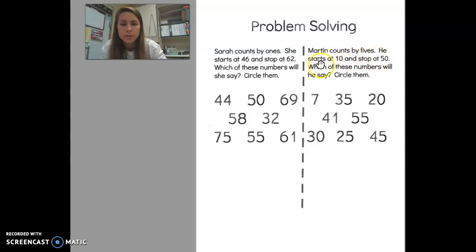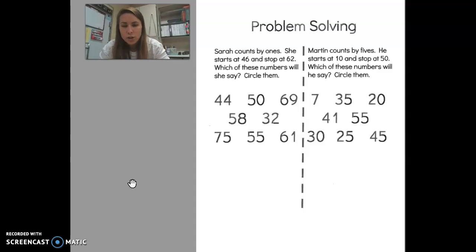Martin counts by fives. He starts at 10 and stops at 50. Which of these numbers will he say? Circle them. So you have to really pay attention to the fact that he starts at 10, counts by fives: 10, 15, 20, 25, 30, and so on. Which of these numbers will he say? If he says it, you're going to circle it. If he will not say it, you will not circle it. Go ahead and pause it so you can complete that.